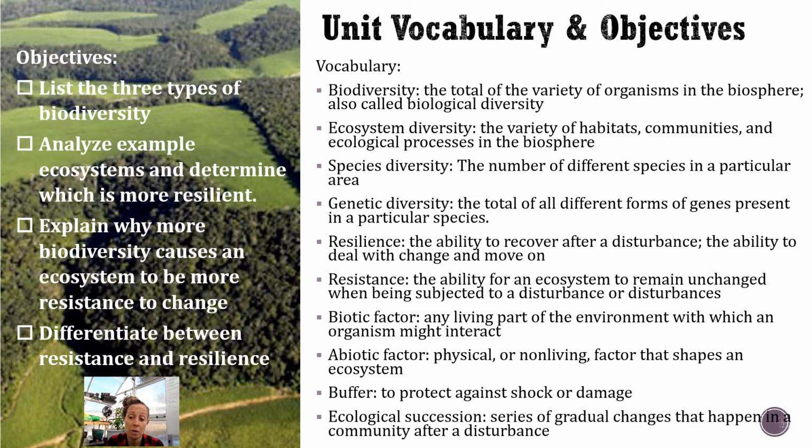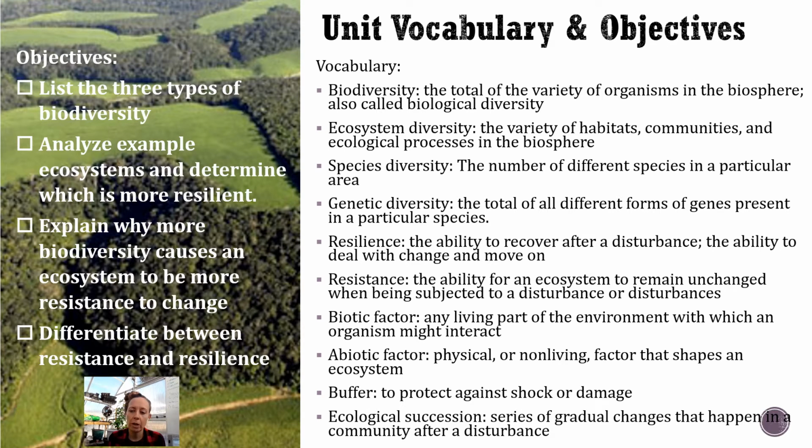So here is your vocab for the chapter. You already have that in Quizlet. I just thought I would put it here. I'm not going to go through and read all the definitions, but for the words, we have biodiversity, ecosystem diversity, species diversity, genetic diversity, resilience, resistance, biotic factor, abiotic factor, which are old words, buffer, and ecological succession. Don't worry about writing those down. You can if you think it's going to help you, but you don't have to.